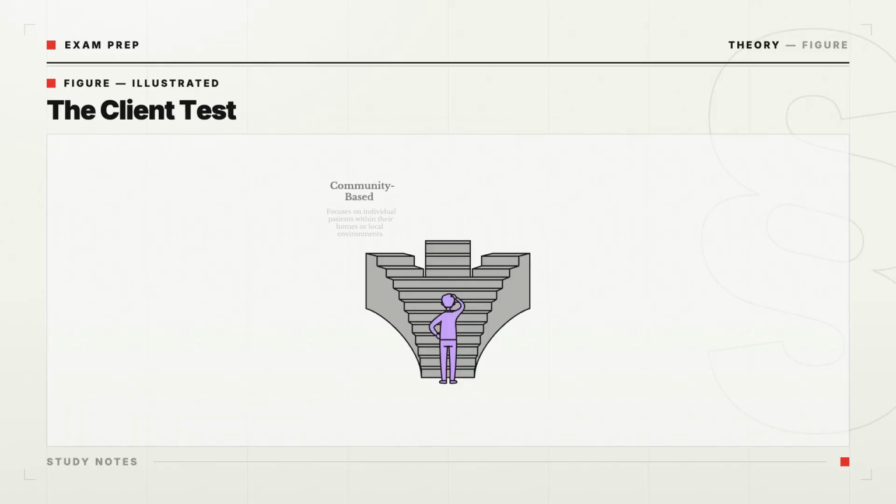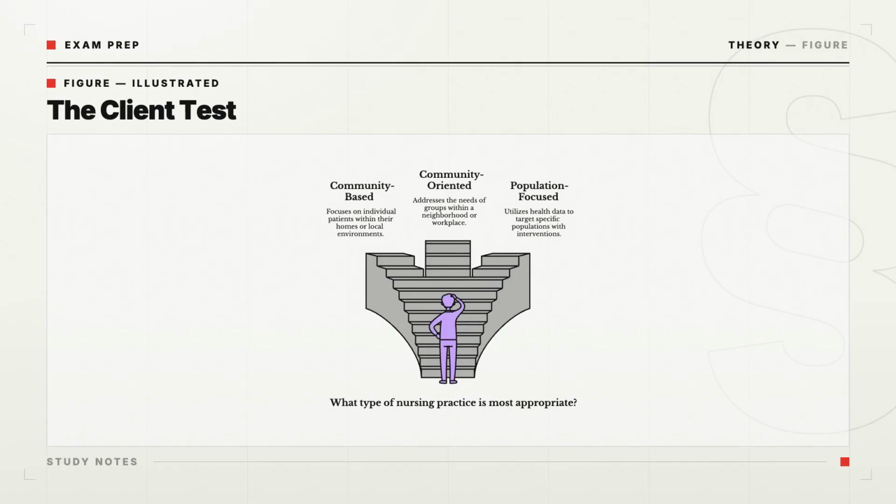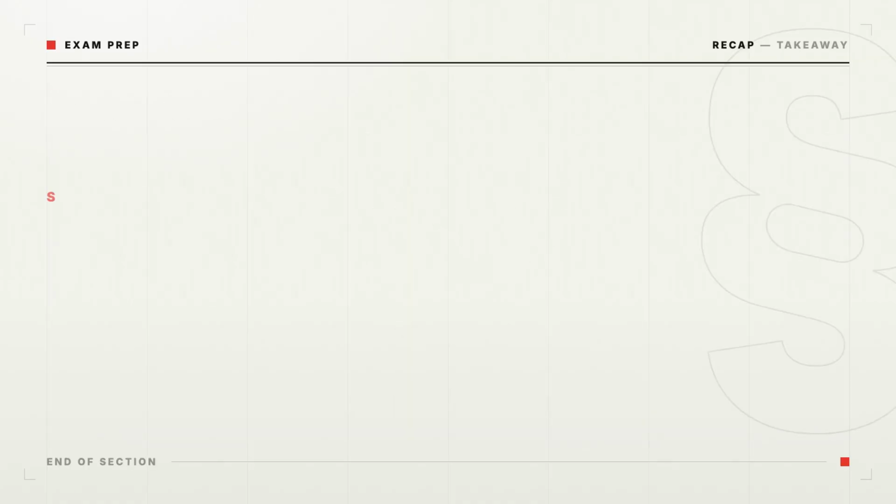The cleanest test is simple. Who is the client? If you could picture a chart with one person's name on it, that's community-based. If the aim is a neighborhood, school, or workplace, that's community-oriented. If a population was identified through health data, that's population-focused. Address is never the evidence.